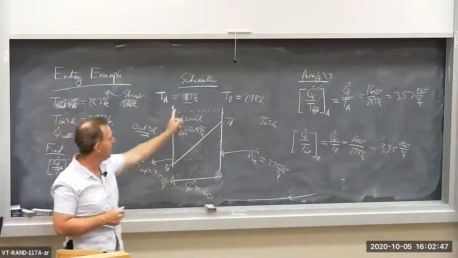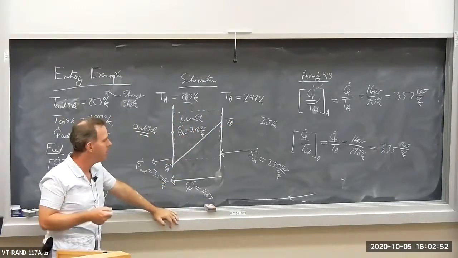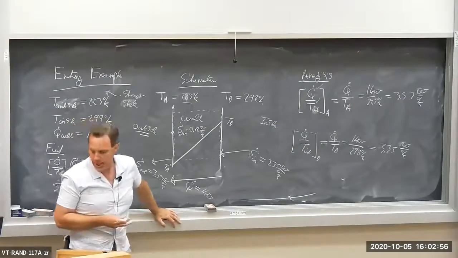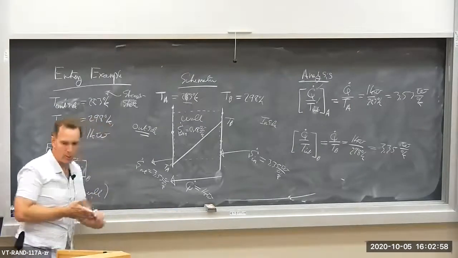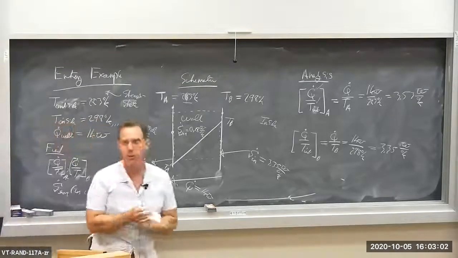And in the limit, as TA and TB, the two walls, have the same temperature, S dot gen would go to 0. Okay, I think this is a good introduction, a good place to get your feet wet on entropy. We will do a bunch more examples next time.